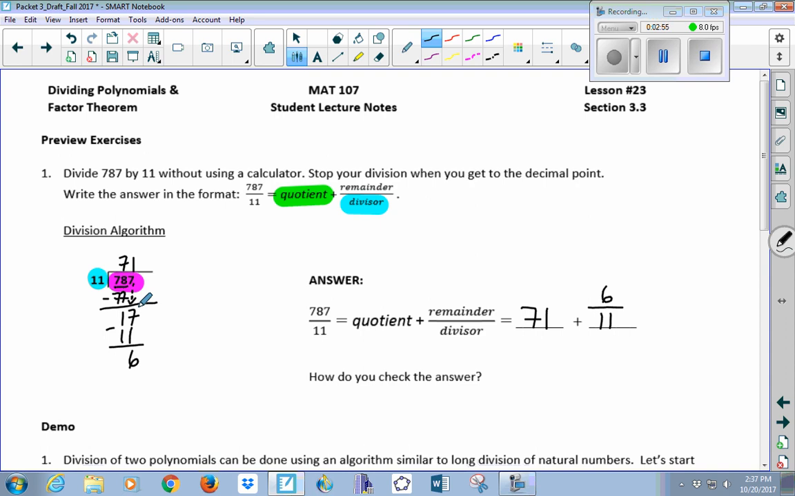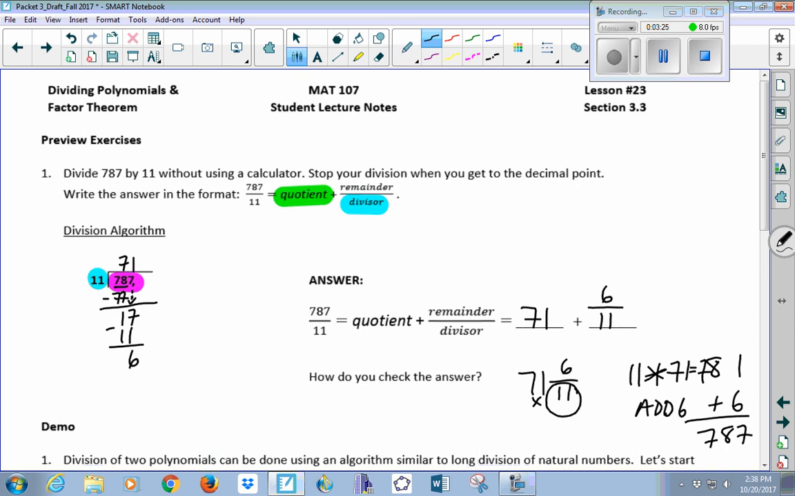Okay, without getting too much into what I think is wrong with that algorithm, the way it was taught to us, let's see how we would check our answer. With any division problem, so here's our answer, 71 and 6 11ths. We take our divisor and we multiply it by the quotient, so 11 times 71 is 781, and then we add our remainder. So that's 787. So we know that this division is correct.